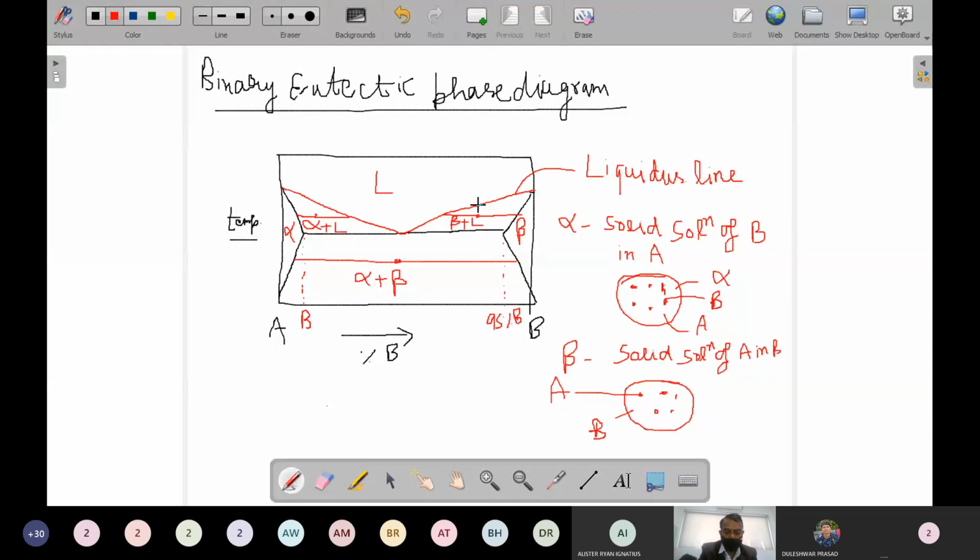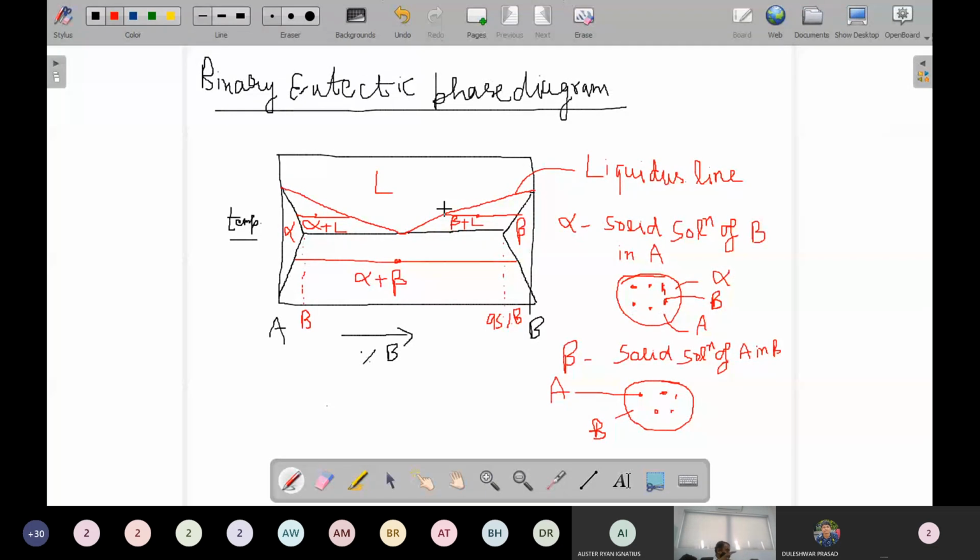You don't have to remember that this is the liquid, this is the alpha plus liquid, nothing. You just remember the single phase regions. So this is the alpha, you remember this. You draw the diagram for the region for alpha, region for beta, and this liquid region. All the other phases you can simply find by drawing this line like this. Okay, now we have discussed the phases present over here.